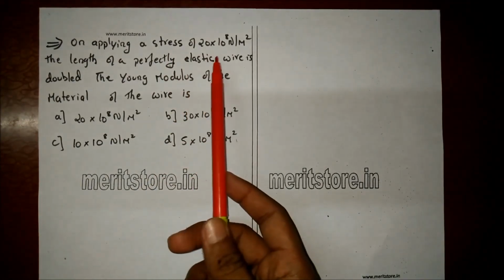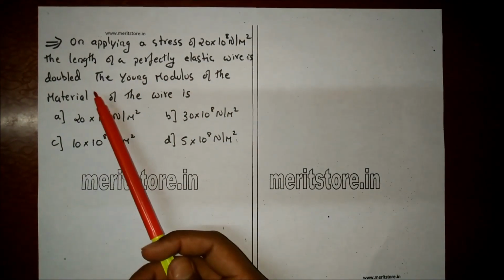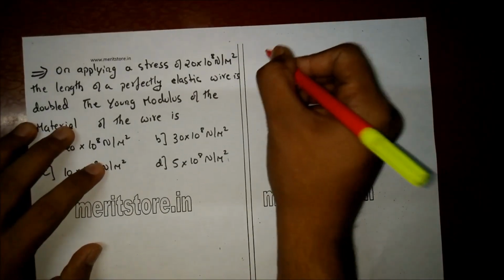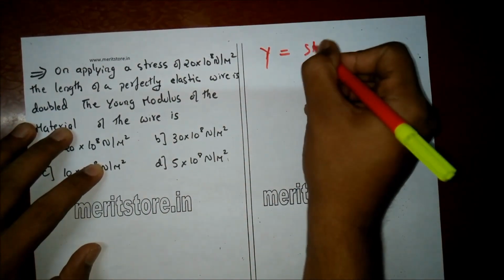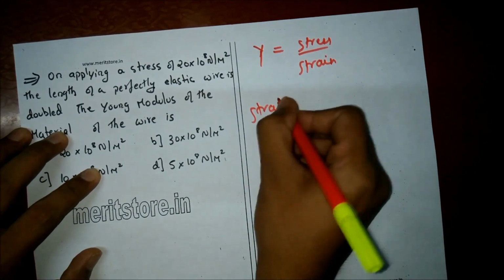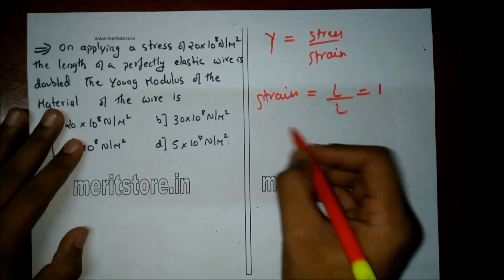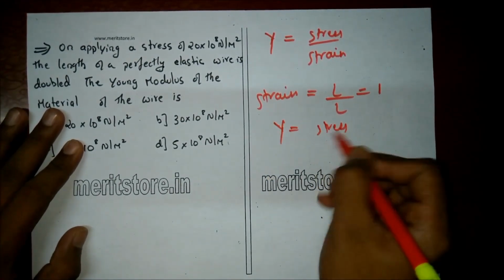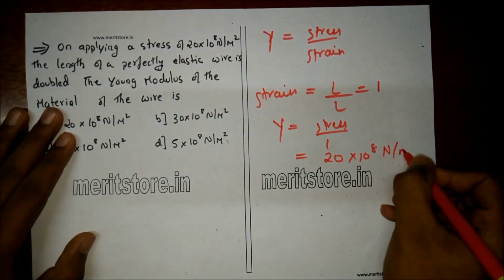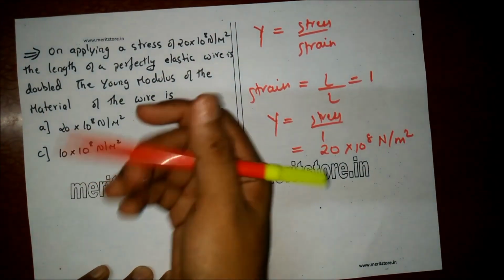On applying a stress of 20 into 10 raised to 8 Newton per meter square, the length of a perfectly elastic wire is doubled. The Young's modulus of the material of the wire is, here are the options. Now, the Young's modulus is given by Y is equal to stress upon strain. Now, here the strain will be equal to l upon L, which is 1. Therefore, since the strain is 1, Young's modulus will be equal to stress upon 1. The stress is 20 into 10 raised to 8 Newton per meter square. Therefore, here the correct answer will be the stress, which is 20, which is option A.